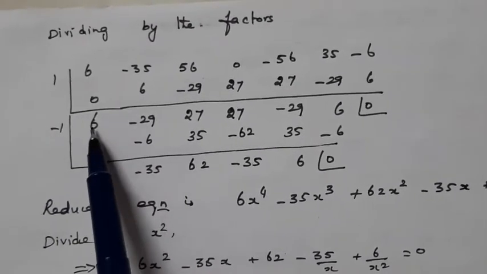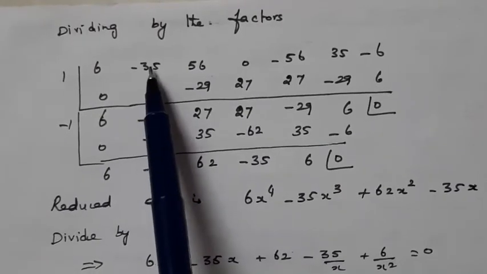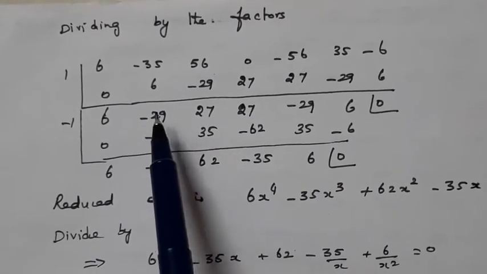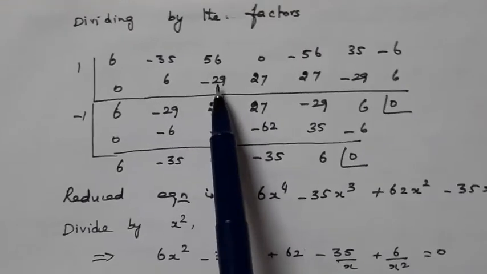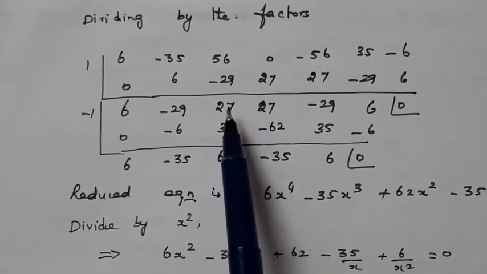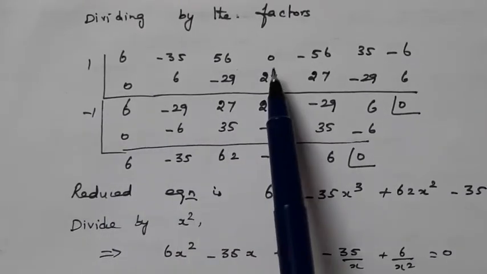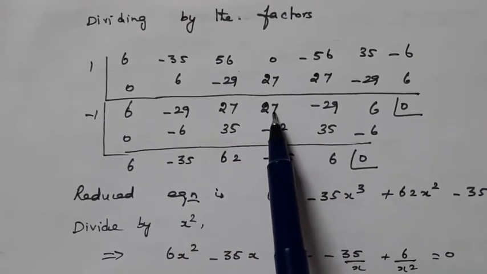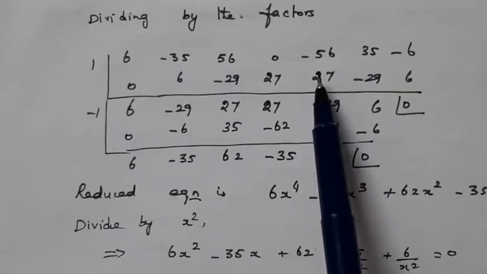So 6 plus 0, 6. 6 into 1, 6, and then minus 35 plus 6 is minus 29. Minus 29 into 1 is minus 29 here. Then 56 minus 29 is 27. Then 27 into 1, 27. 0 plus 27 is 27.